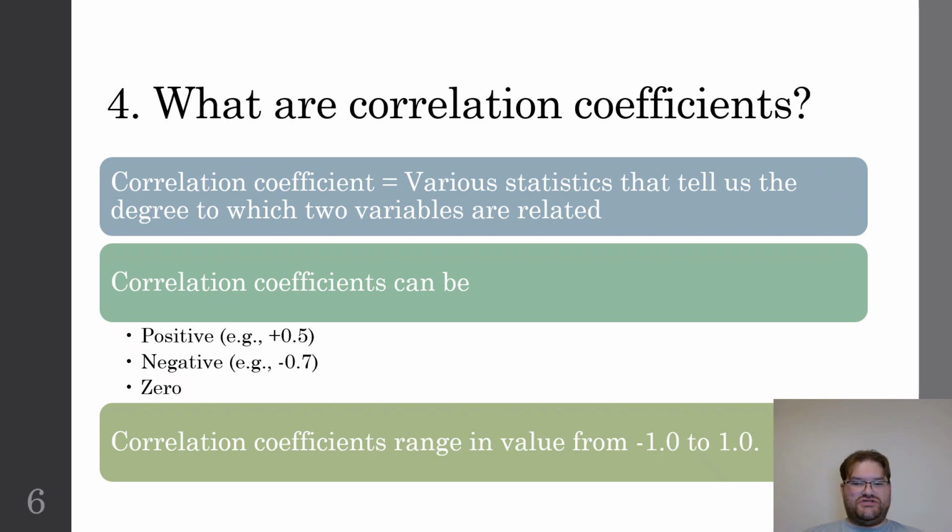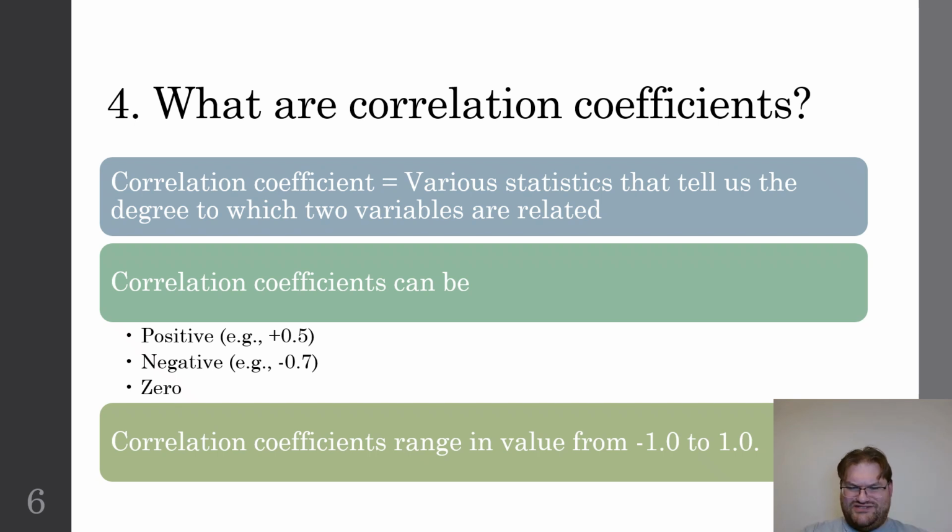What are correlation coefficients? Correlation coefficients are a family of statistics that tell us the degree to which two variables are related. Okay? So correlation coefficients can be positive, like you see here, positive 0.5. Usually they won't have the plus sign on there, but they can be positive. They can be negative, like we see here, negative 0.7. They should have a negative sign if it's a negative correlation, or a zero correlation.